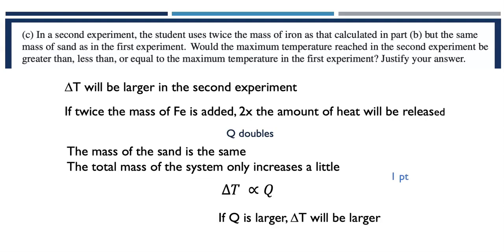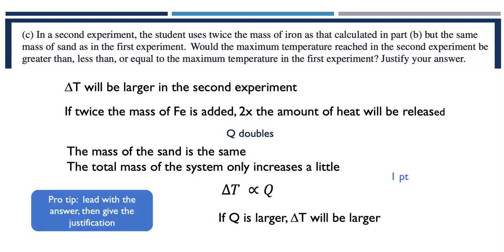You had to have a correct answer that delta T would be larger and back it up with an appropriate explanation. A reminder, lead with the answer with these kinds of questions and then give your justification. And that's why I set it up. Delta T will be larger, and then I explained why. That's the safest way to show your answer here.